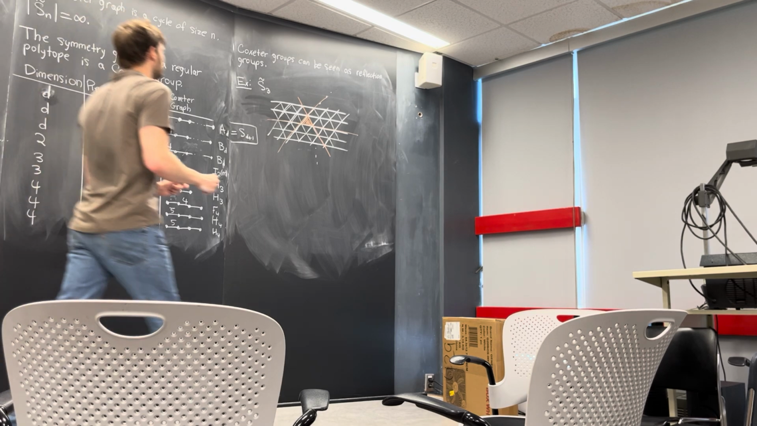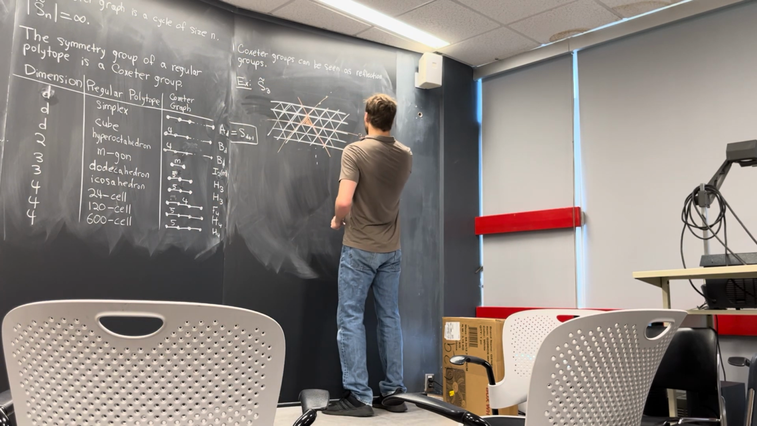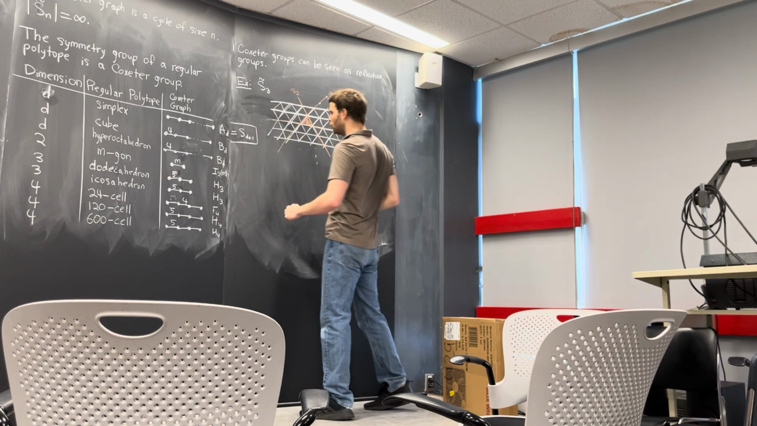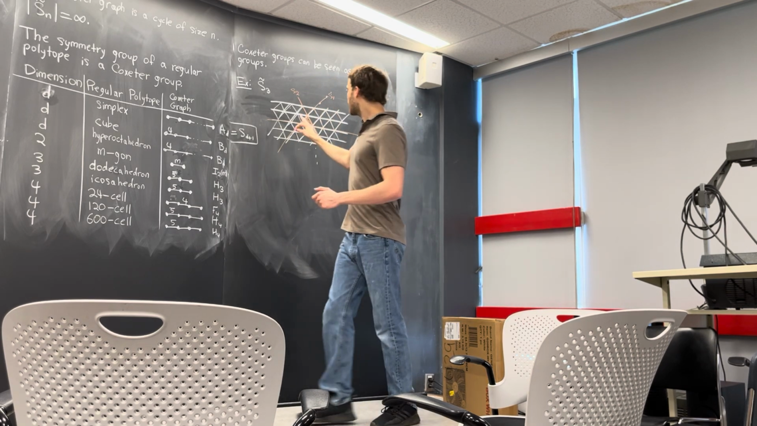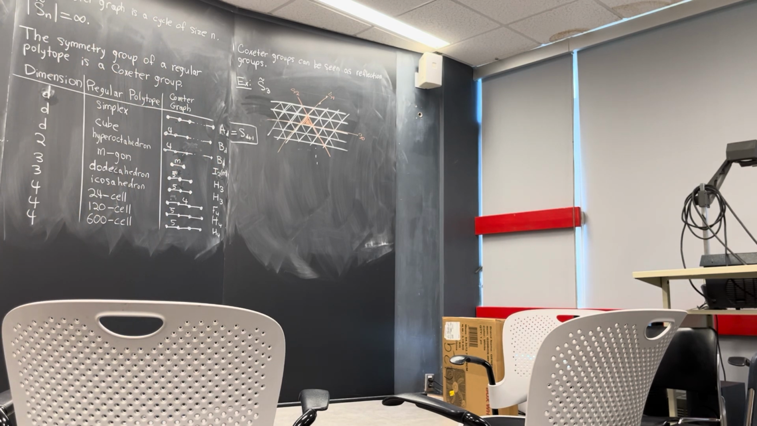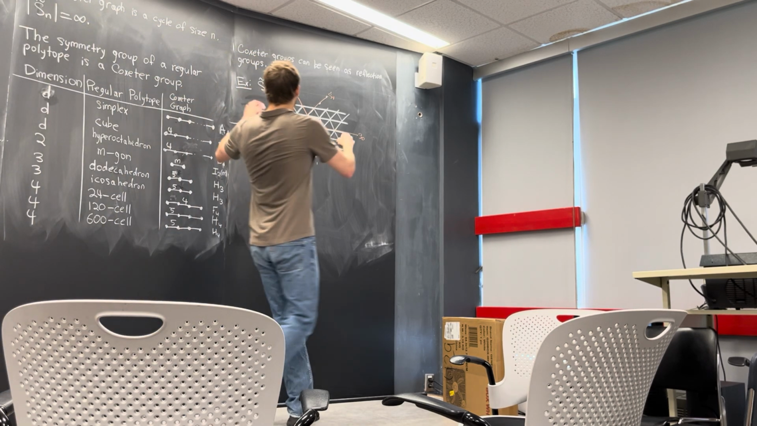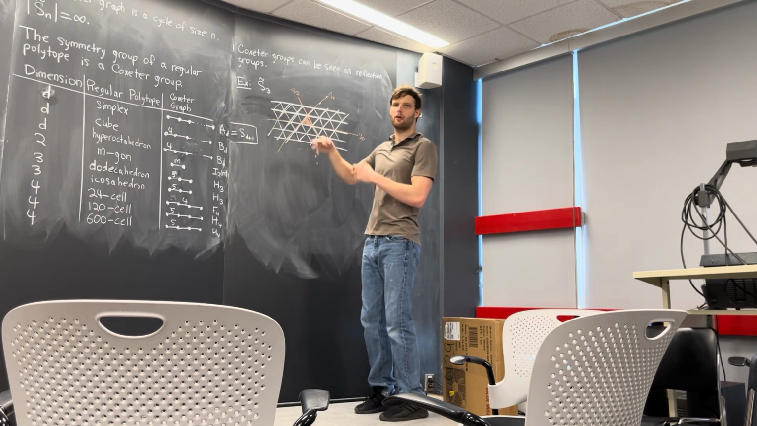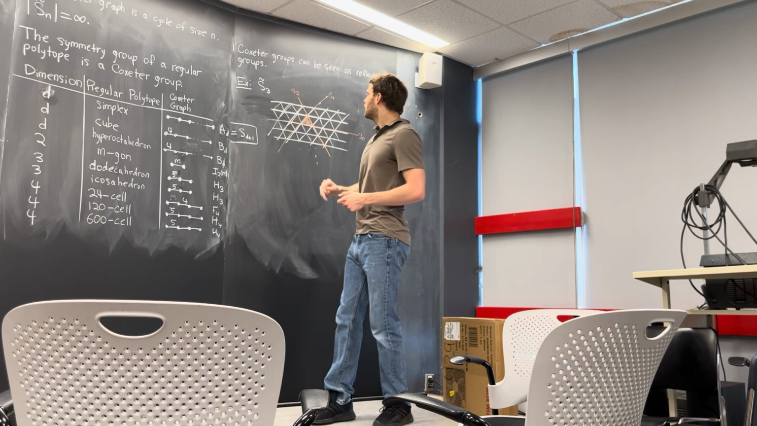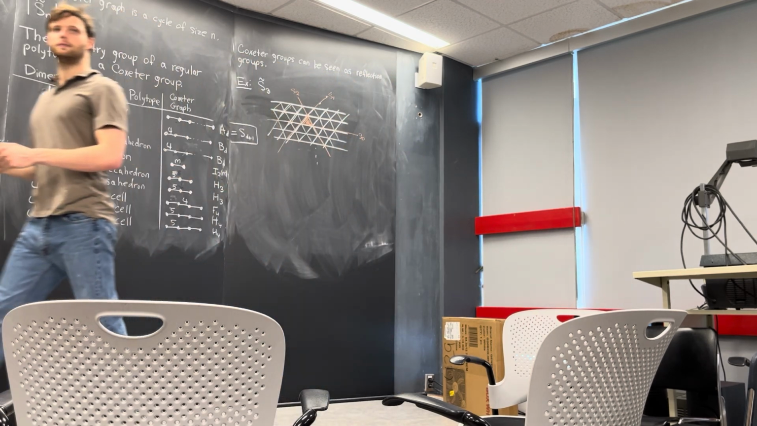So I could call this S0, and I could call this S1, and call this S2. And you can check that they will satisfy these relations from the affine symmetric group. And then actually you can realize any one of these reflections as a composition of some of these three reflections that I wrote down. Okay?